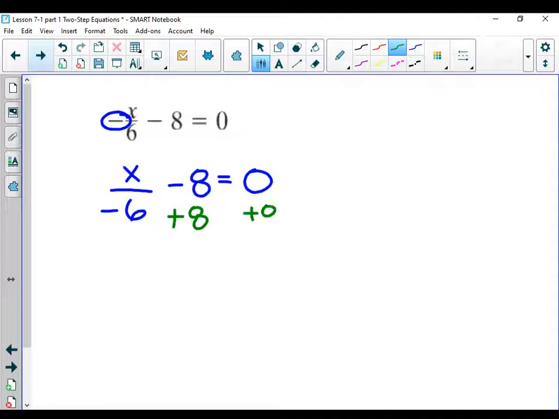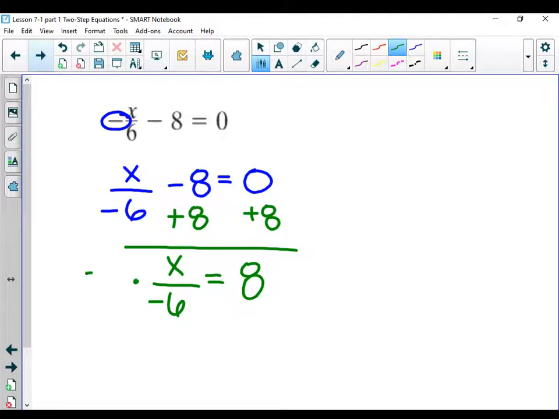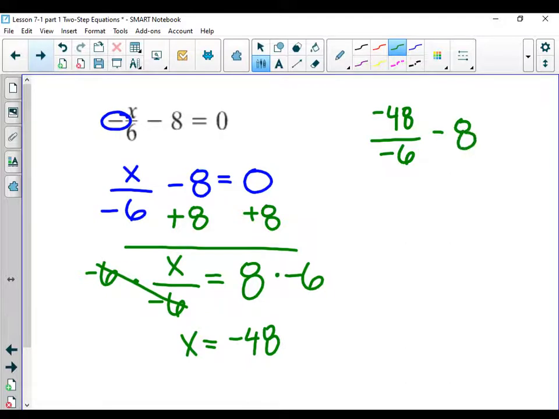Add or subtract. This is dividing, so I'm going to multiply. When I go to check that, I have a negative on the top and the bottom, which is a positive, and 8 minus 8 is 0.